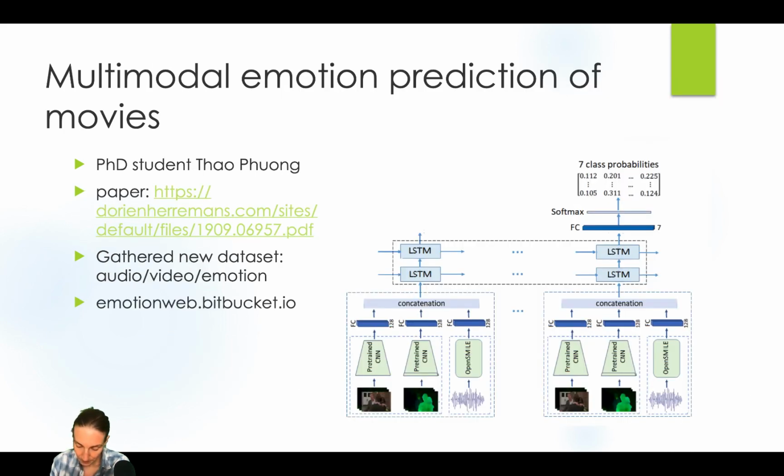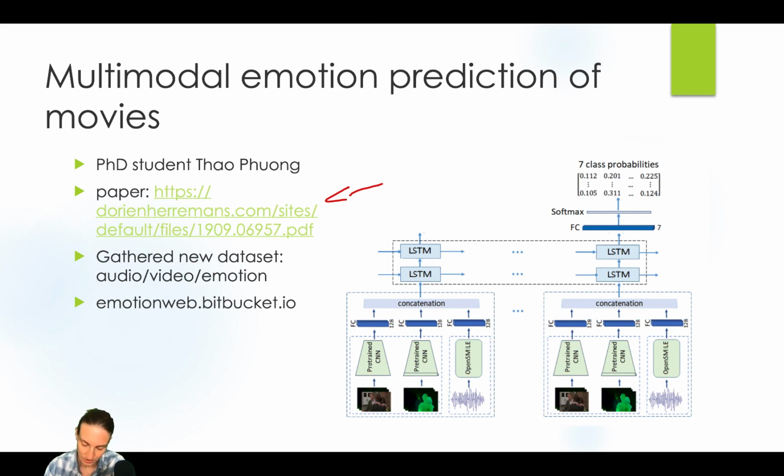Right, so in some other research, we do emotion prediction from both video and audio. In this paper linked here, we gathered a new data set consisting of music videos, but we also worked on an existing data set called Cognimuse, which is a data set of Hollywood movies.